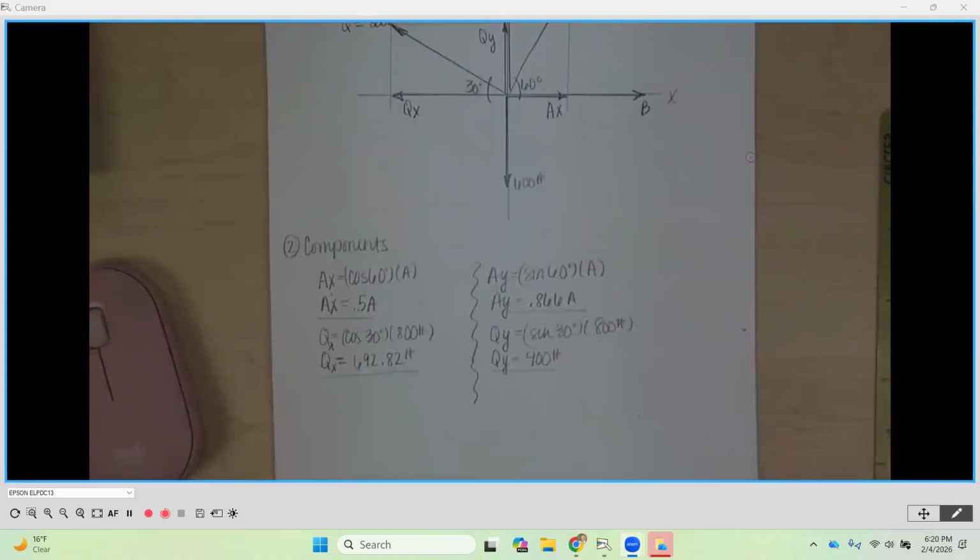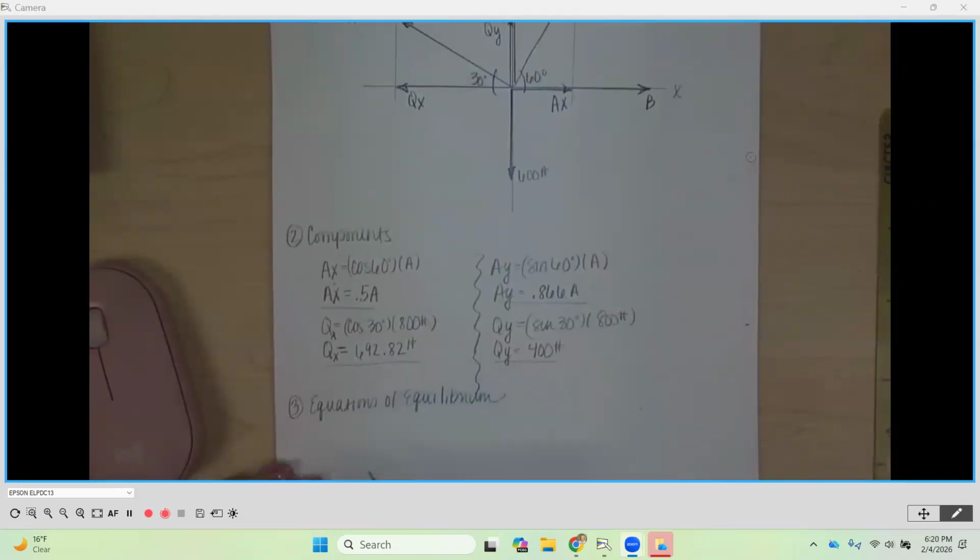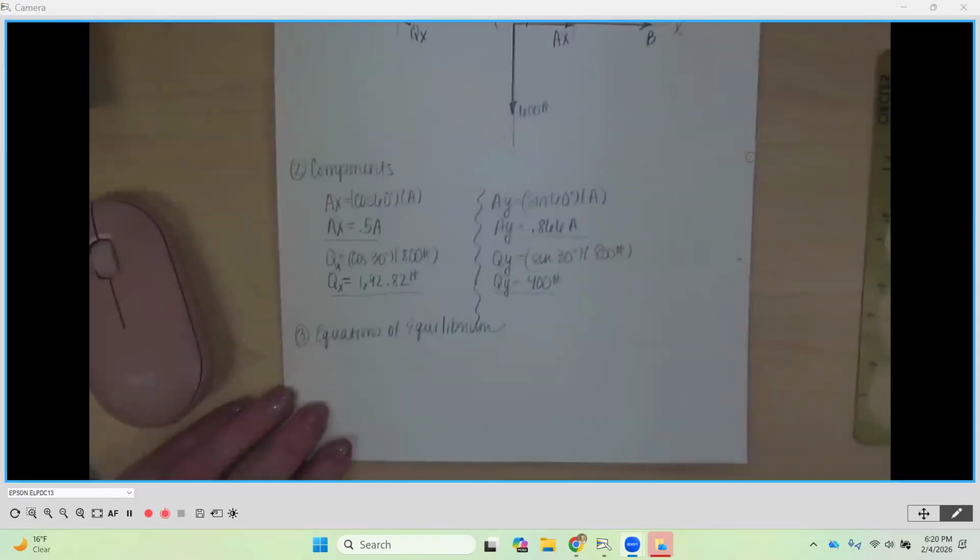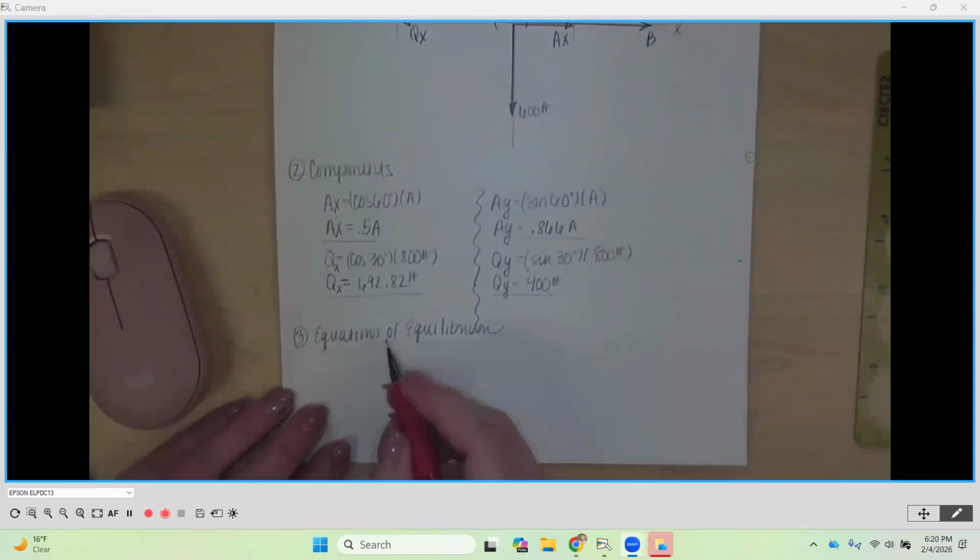Now, once we have our components, what's the next step that we're going to do? Yes, equations of equilibrium, right? Okay. And what are those two equations of equilibrium? Anyone?